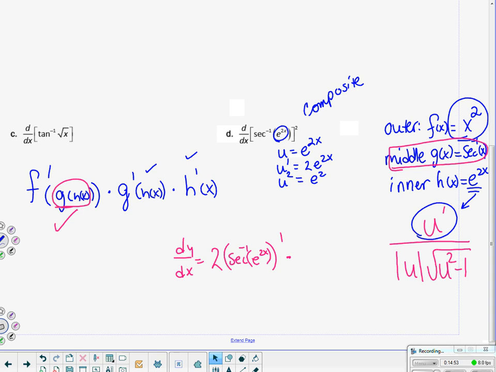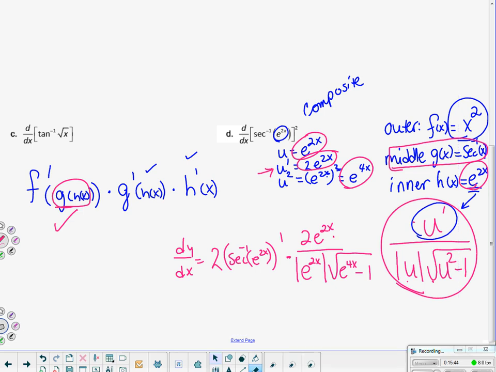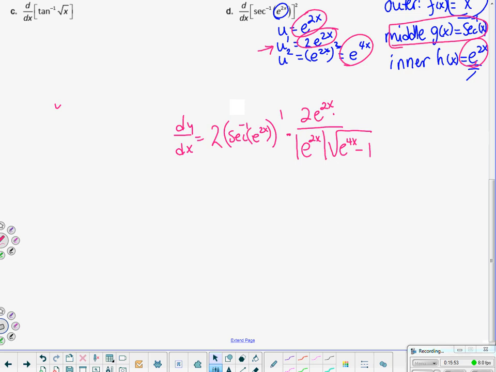U squared is e to the 2x getting squared. Power raised to a power means I multiply my exponents, so I'd have e to the 4x. Notice it's not e to the 4x squared. It's just e to the 4x. Multiply these out. So into the pattern work. I'm following this pattern. Here's my u prime: 2e to the 2x over absolute value of u, absolute value of e to the 2x, and then square root u squared, e to the 4x minus 1. Okay, so that pattern worked out, and like I explained before, we did do the derivative of e to the 2x right here. So I have my 3 levels done of my composite function, and pretty certain I've got a good thing going here. I just need to simplify.